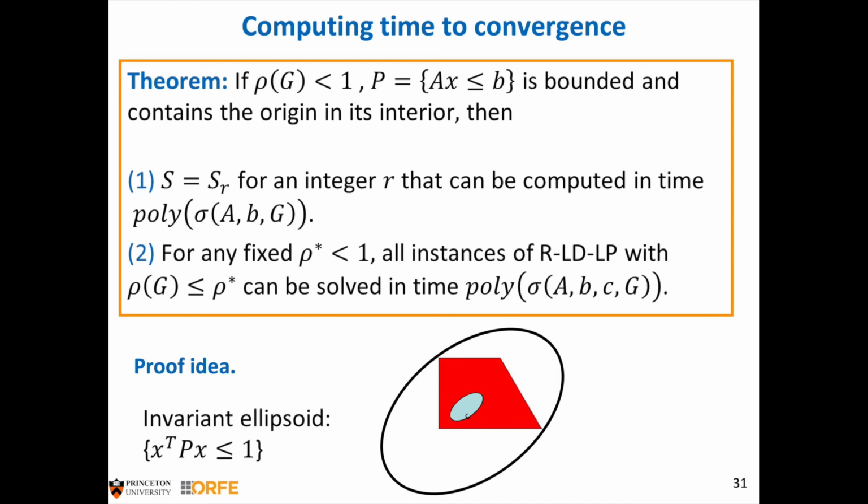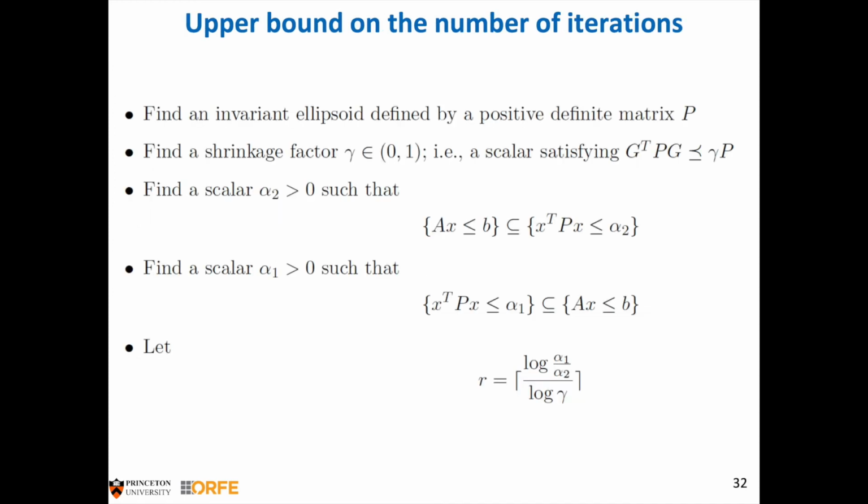Then the hard part of the proof is to compute how many steps it takes for this to happen. And for that, you really need to do a numerical analysis of how large the sizes get. So first of all, you need to compute this ellipsoid. The matrix P is a symmetric matrix that defines the ellipsoid. It's the set of points where x transpose P x is less than 1. You need to compute the shrinkage factor: how much does this ellipsoid shrink after each application of G? And you need to compute these 2 numbers, alpha 2 and alpha 1. These are the level set numbers that put the bigger ellipsoid outside the polytope and the smaller ellipsoid inside the polytope. Once you have all this, you can compute how many steps it would take.